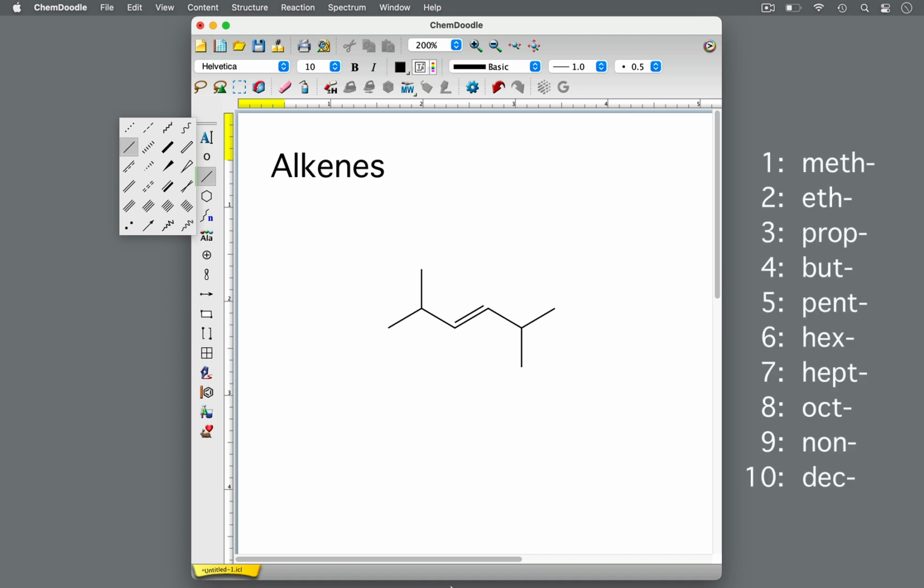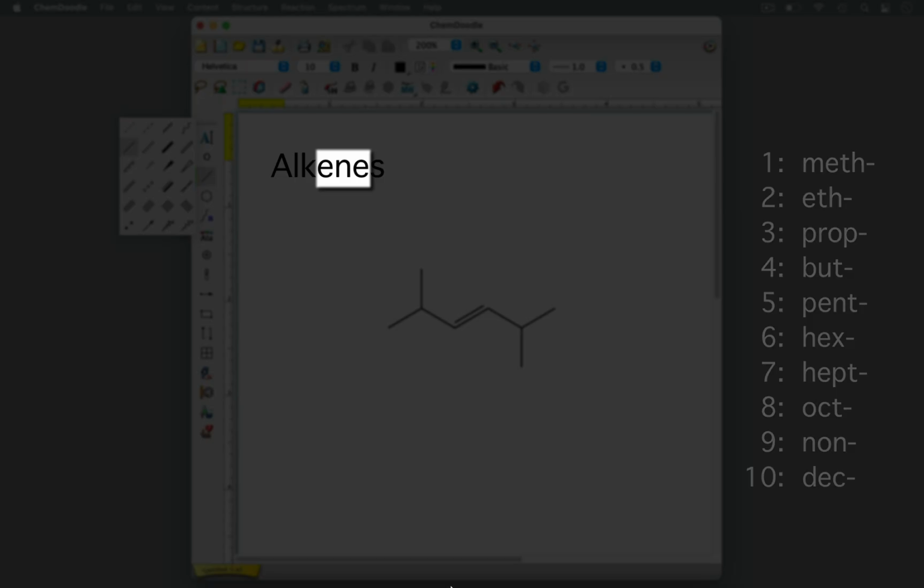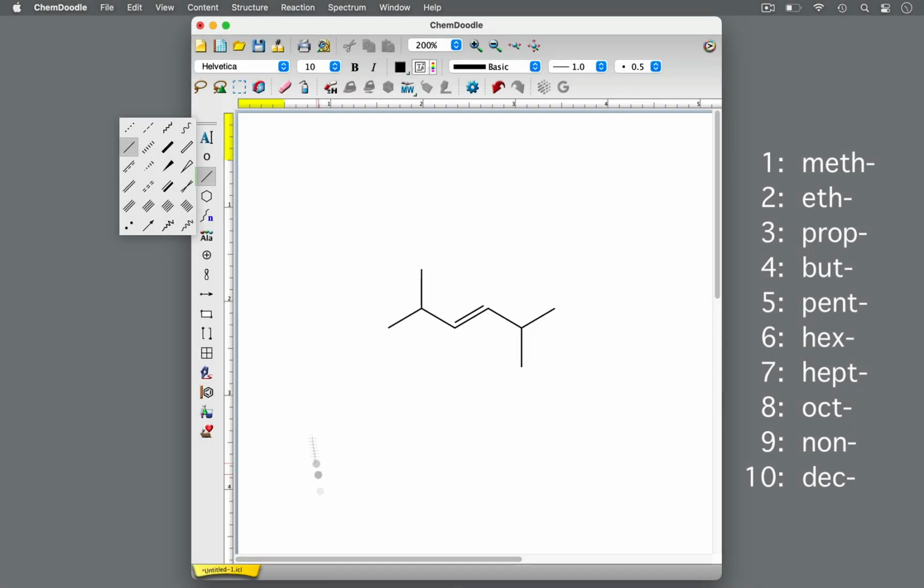The prefix in the name is based upon the number of carbon atoms in the longest continuous carbon chain that contains the double bond. The ending of the name is -ene to indicate an alkene, or a double bond in the hydrocarbon. Let's begin with the simplest alkene, which has 2 carbons and 4 hydrogens.